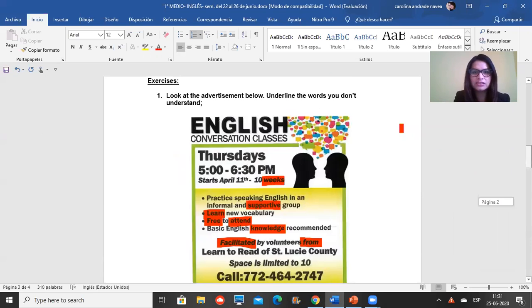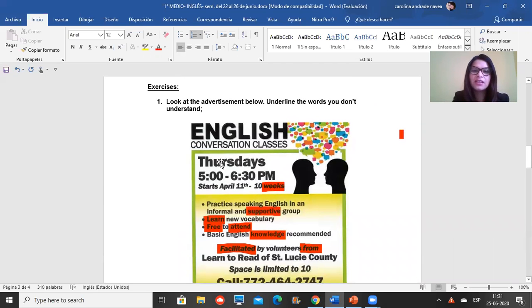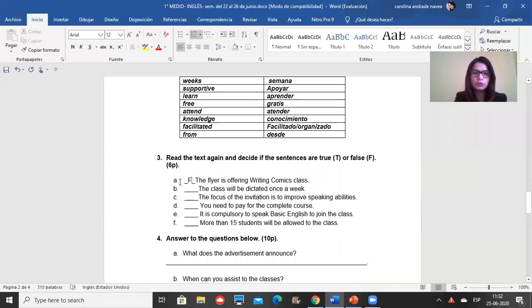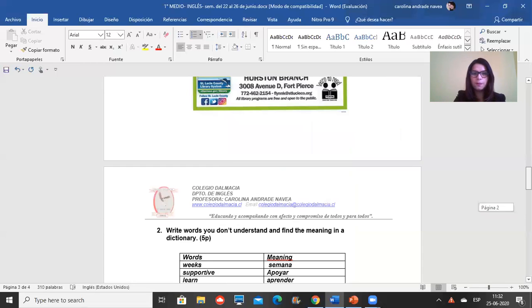Let's see. So it says, English conversation classes Thursday, 5 to 6:30. So how many days? Only Thursday, all right? So only one day a week. And then it says start April 11th, and it is 10 weeks. So that's the extent, okay? The length of the course, it's going to be 10 weeks. But only on Thursday, all right? So it's only once a week, all right? True.